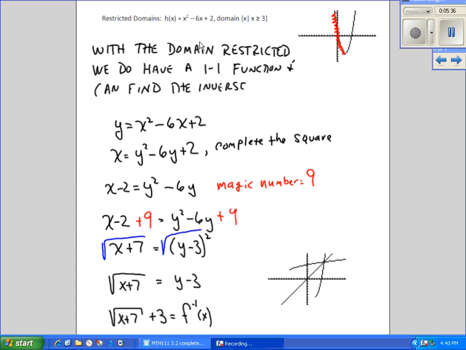Okay, so this one here, it comes to us with the restricted domain. So we've erased this side of the parabola, and we're only looking at this piece here. So again, if the domain is restricted, we do have the one-to-one function. We can find the inverse.